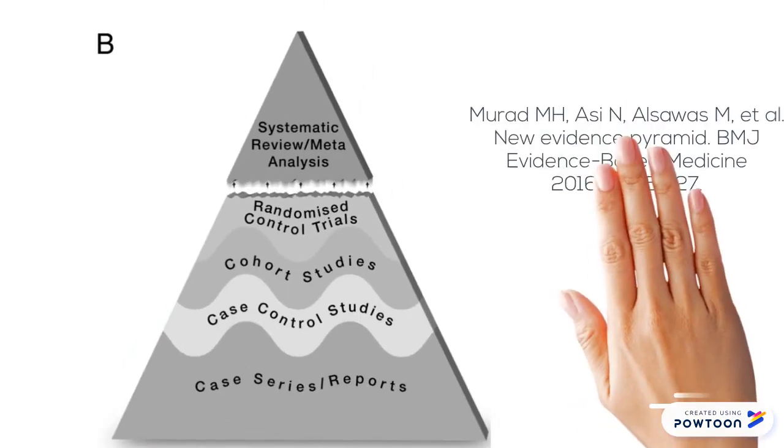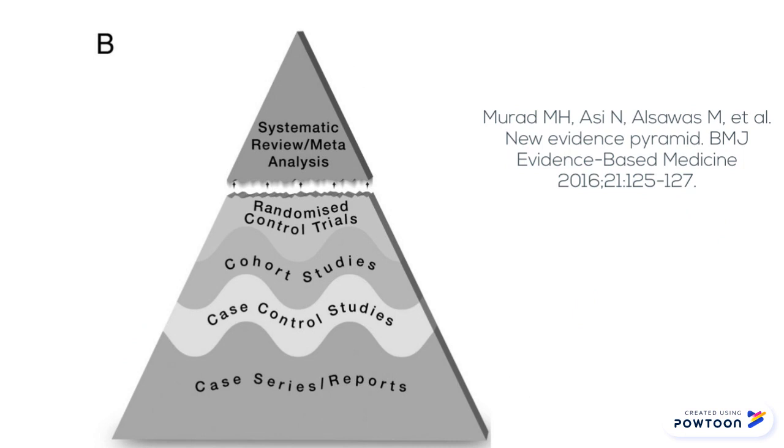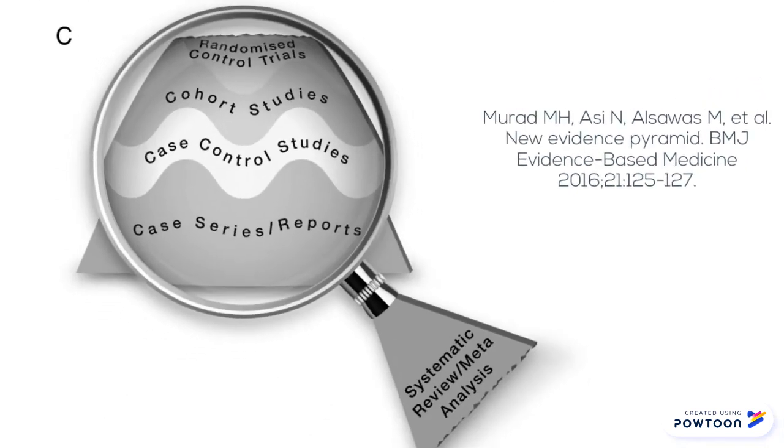Other authors propose new versions of this evidence-based medicine pyramid. In this case, the lines that separate the study become wavy, and the systematic reviews and meta-analysis are chopped off the pyramid. In this revised pyramid, the systematic reviews are then a lens through which evidence is viewed or applied.